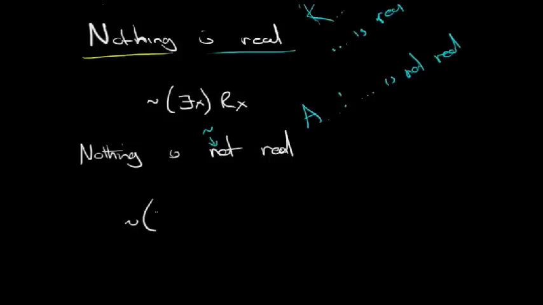Nothing is not Ex, is not real. So what property is it that x has? Well, it doesn't have the property of being real. So there's nothing which has the property of not being real, and therefore nothing is not real.